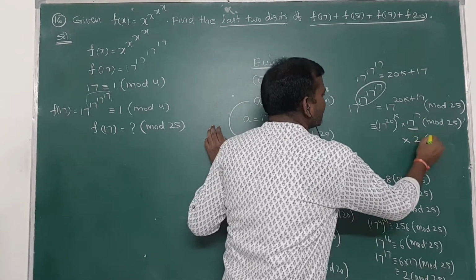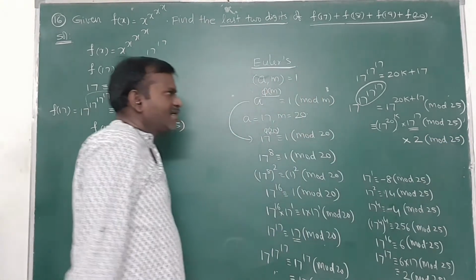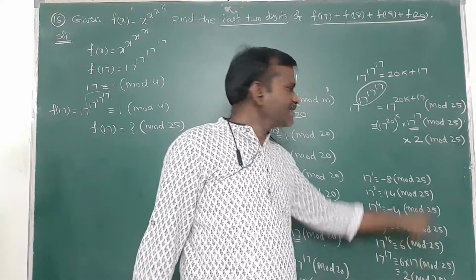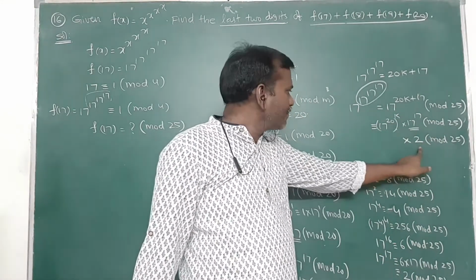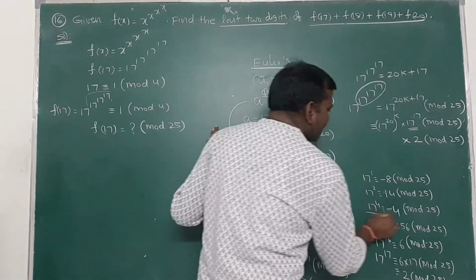Now I want to find out this one. 17 power 17 when divided by 25, the remainder is 2. So that's why I substituted 2 here. But 17 power 20 value I want here. 17 power 4 value is minus 4.